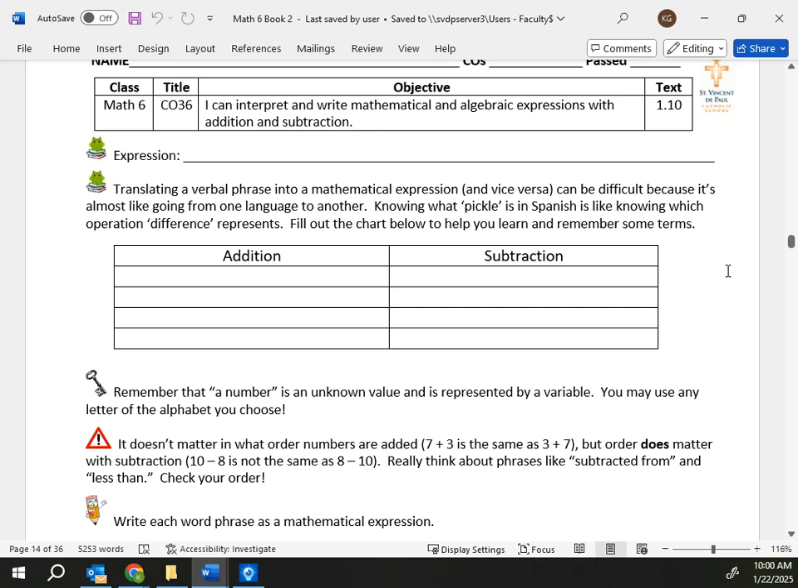Good morning. Today we are reviewing Unit 5, making sure we're ready for our test. So our Unit 5 starts at CO36. I interpret and write mathematical and algebraic expressions with addition and subtraction.